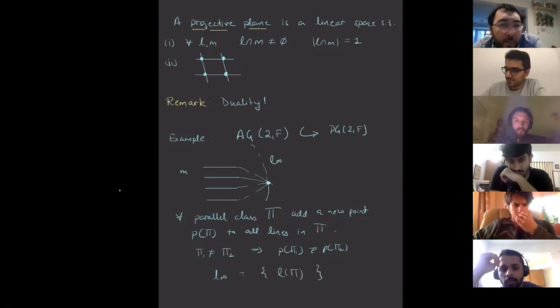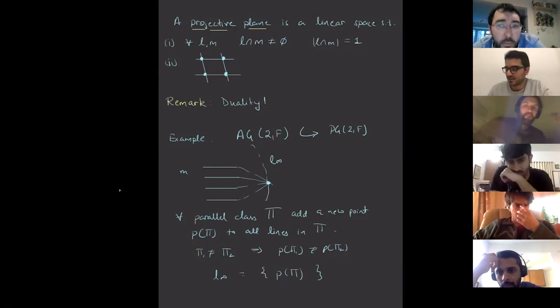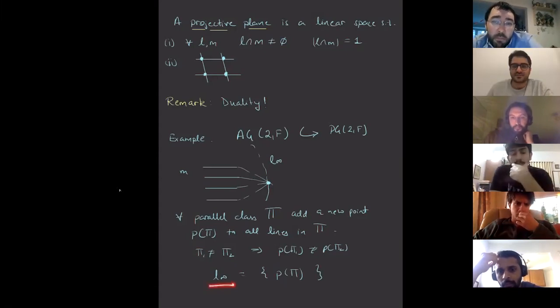Oh, sorry, P of pi. So all these new points that you added corresponding to the parallel class, you just make a new set and call it L. This set of all of these points. This is my L infinity. This is what I will mean when I say the line at infinity.